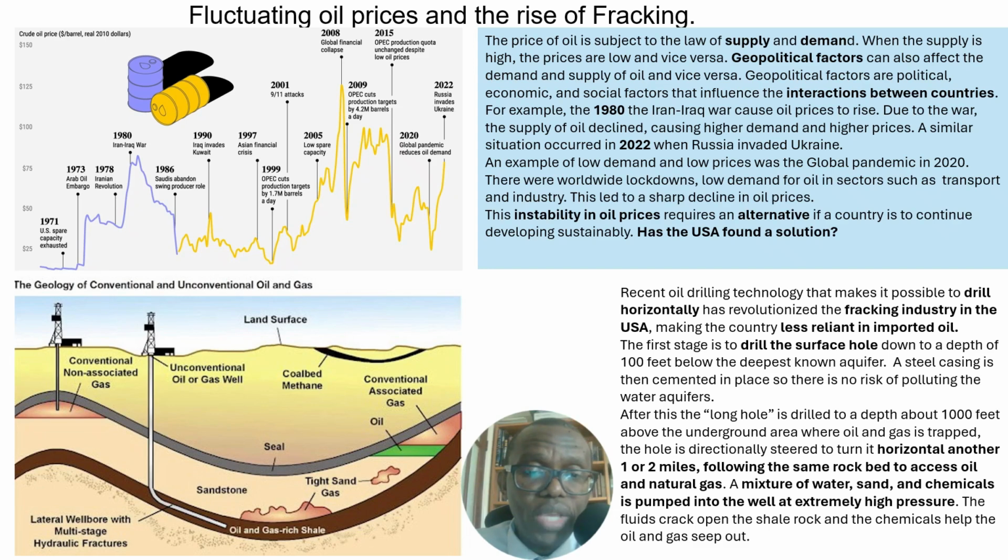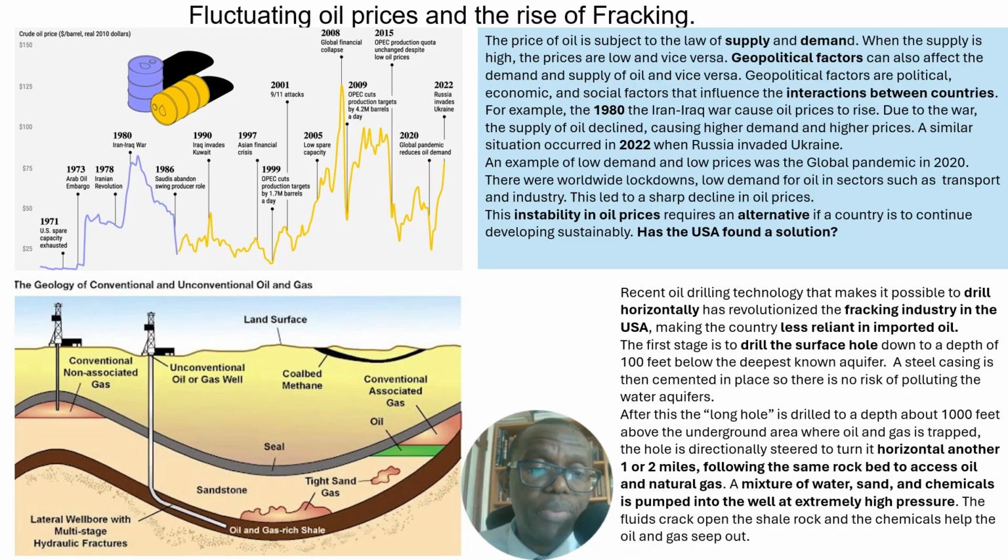Now, an example here is the 1980 Iran-Iraq war. Now, that war caused prices to rise. And due to the war, the supply of oil obviously declined because the countries were fighting and therefore their oil production went down. Now, when their oil production goes down, then it means that the supply of oil is low and therefore the price is going to go up. That is shown obviously here in this graph, that is showing how the price of oil keeps on fluctuating and has fluctuated over time. So that's the Iran-Iraq war there.